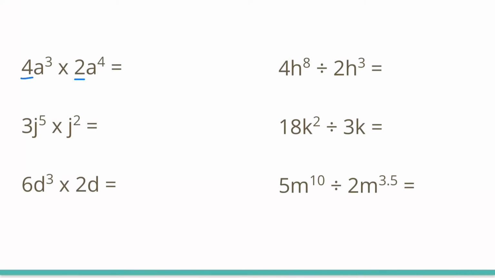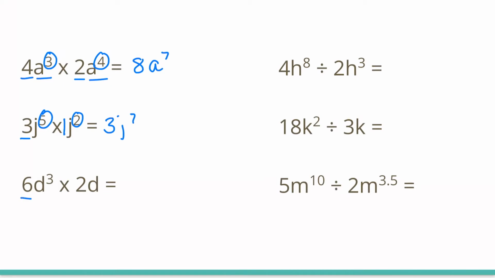So I've got 4 times 2, which is 8. And then I've got a cubed times a to the 4, which is a to the power of 3 plus 4. The second one, I've got 3j to the 5 times j to the 2. So I've got 3 times 1, essentially. It's just that we don't write the 1. So that gives me 3. And then I've got j, and I've got 5 plus 2 because it's times. So again, 3j to the 7.